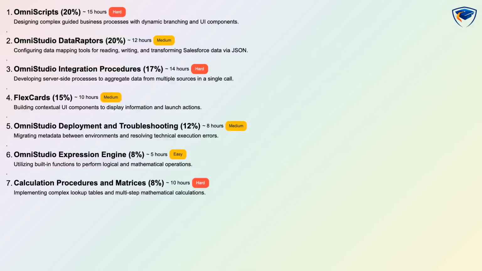This exam is organized into 7 weighted domains: OmniScripts 20%, OmniStudio DataRaptors 20%, Integration Procedures 17%, FlexCards 15%, OmniStudio Deployment and Troubleshooting 12%, OmniStudio Expression Engine 8%, and Calculation Procedures and Matrices 8%. I will explain each domain's focus, difficulty, estimated study time, assessment type, and the key topics you need to master.